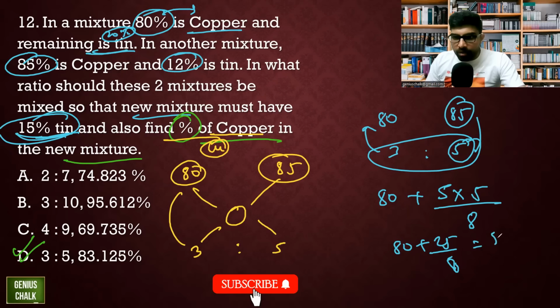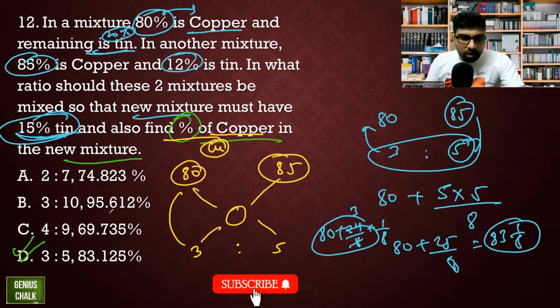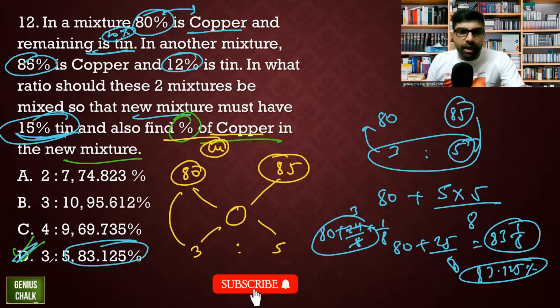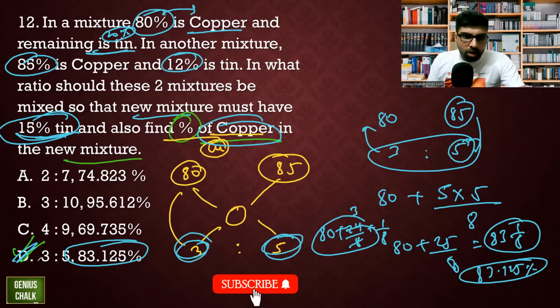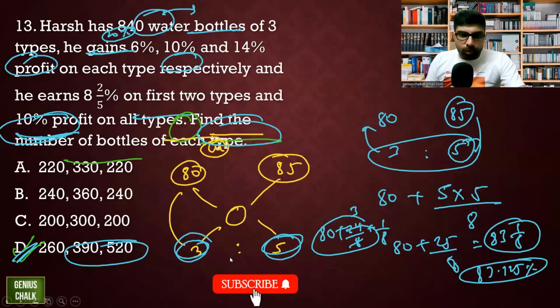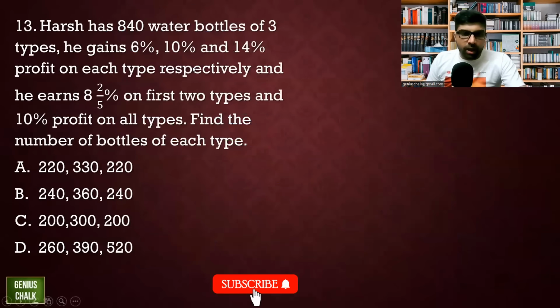80 plus 3, 83. This I can write like 80 plus 24 by 8 plus 1 by 8. So 24 by 8 is 3. So 83 plus 1 by 8 will be 83 and 1 by 8. And you know that 1 by 8 is 0.125%. That is satisfying option D. Although we have got the ratio already, so we can get our answer directly. But as it was asking the percentage of copper also, we have found it by using that ratio which we got firstly. All right, next question. Harsh has 840 water bottles of 3 types. Fine.